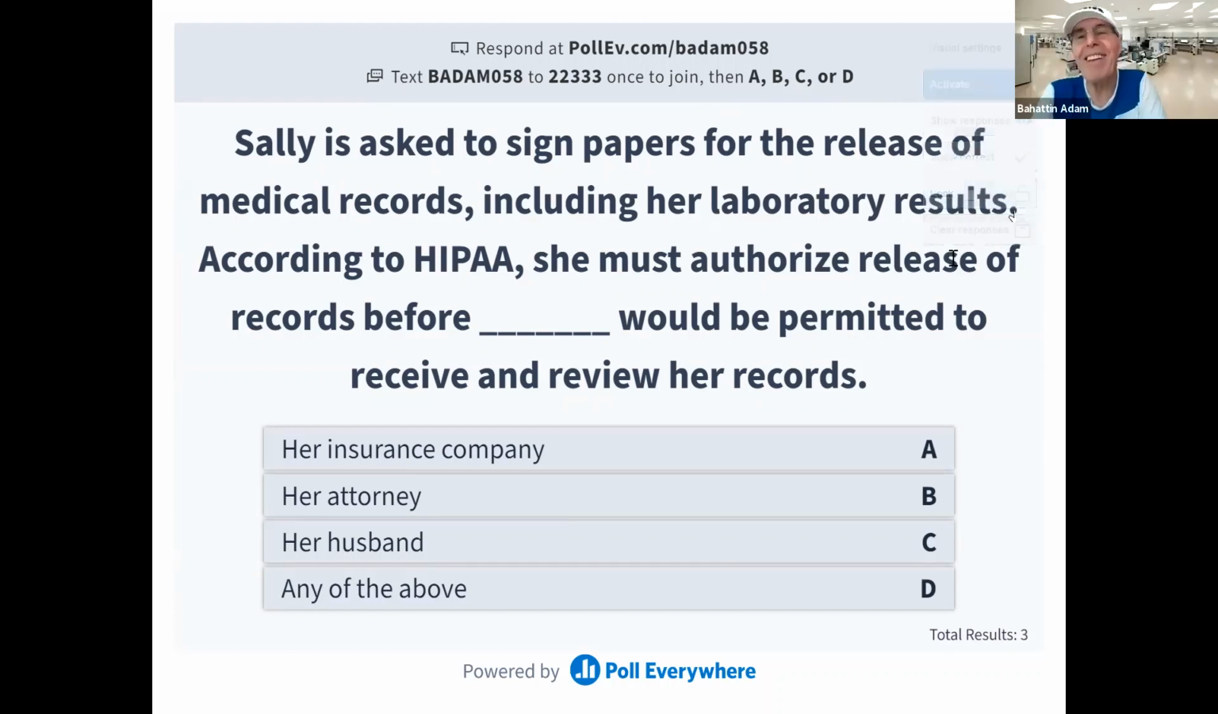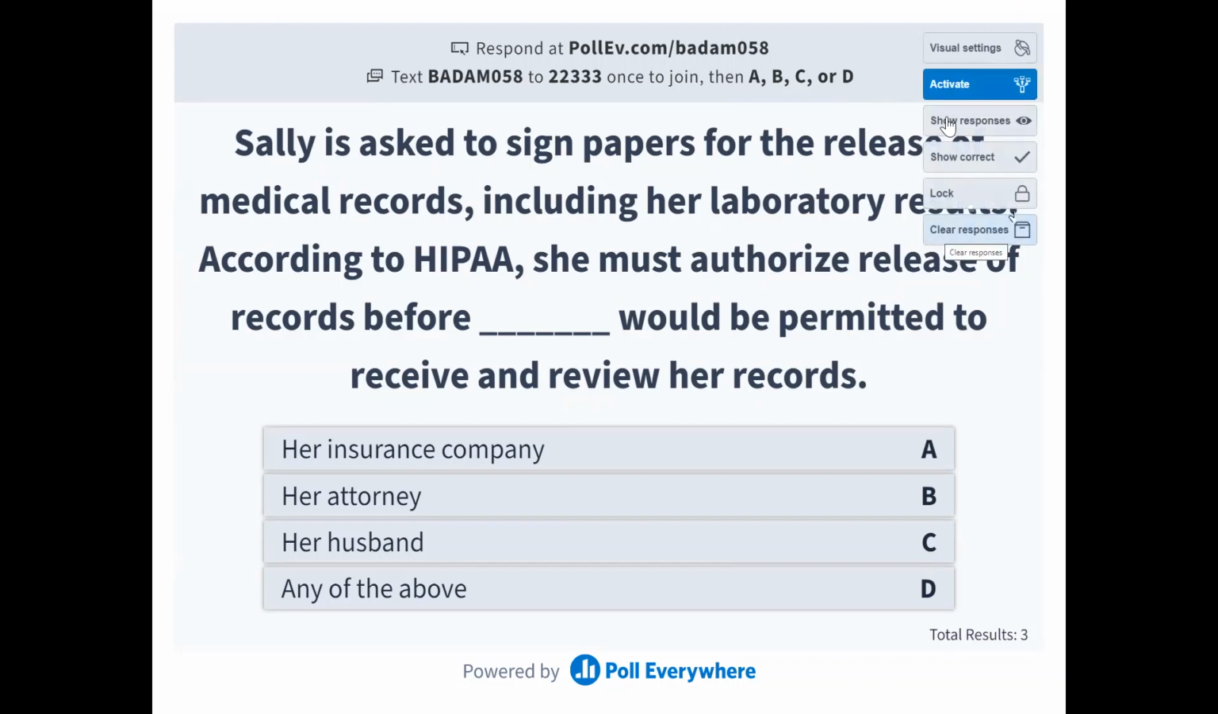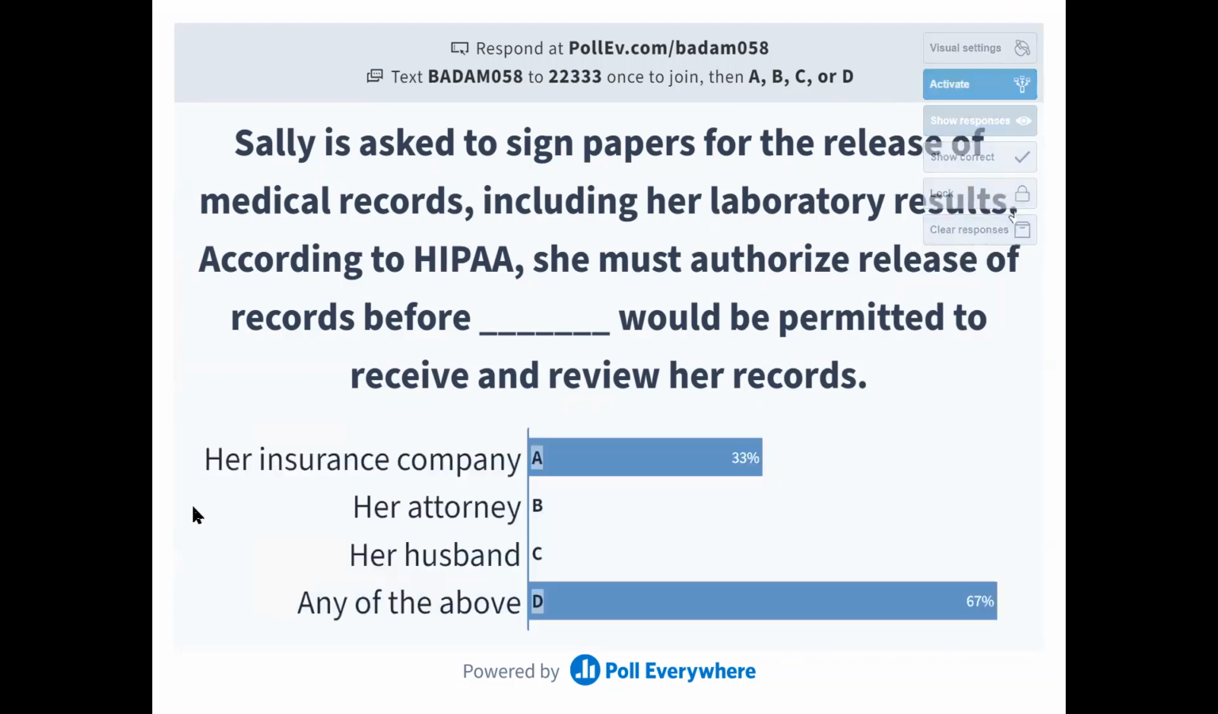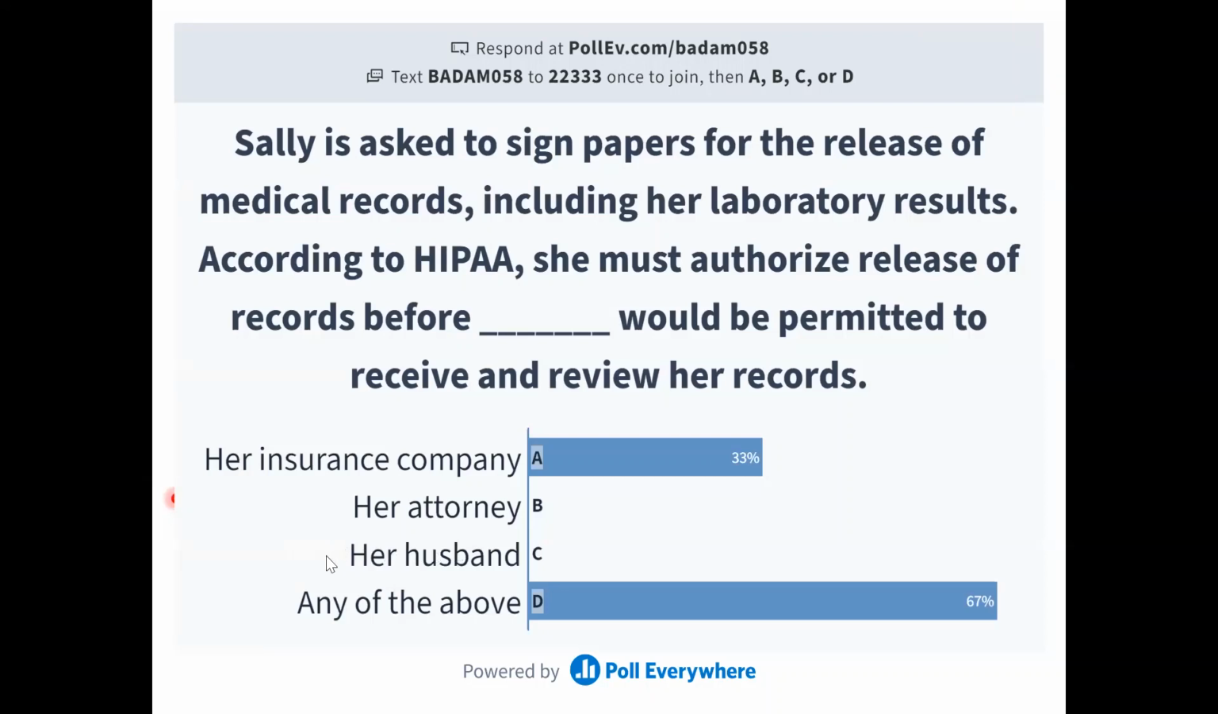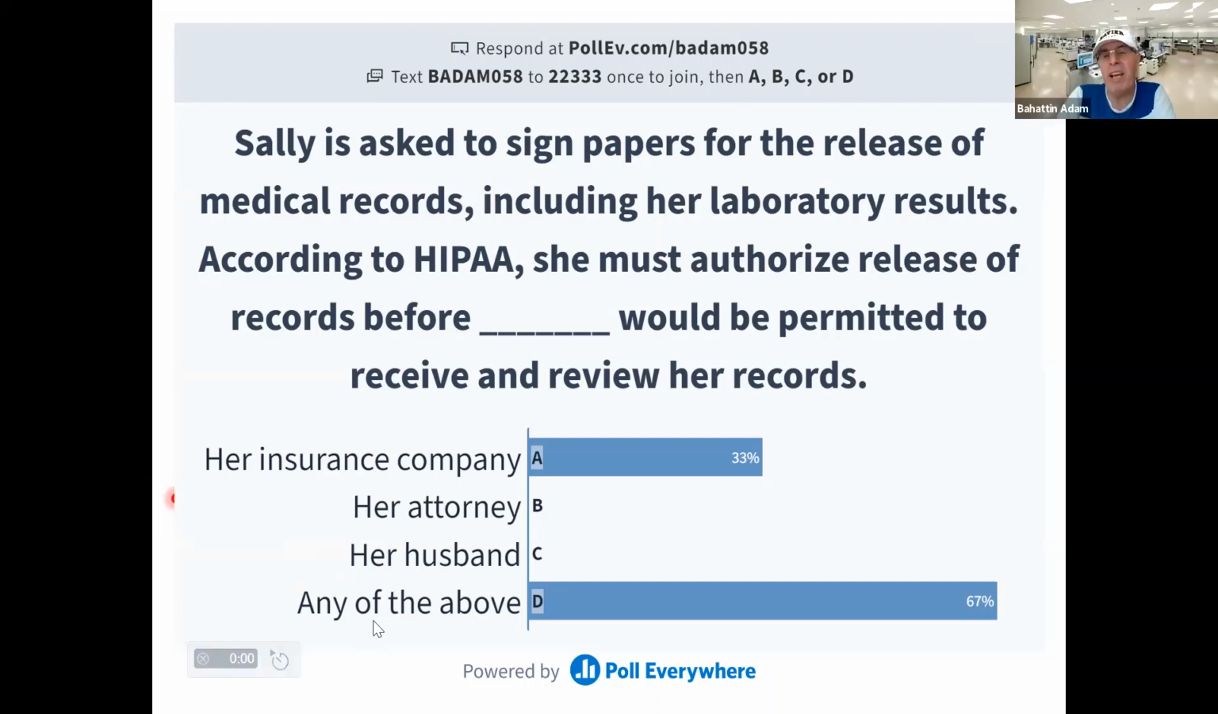Now C, her insurance, her attorney, her husband. Any of the above is the correct answer. Any of these persons need to get permission.